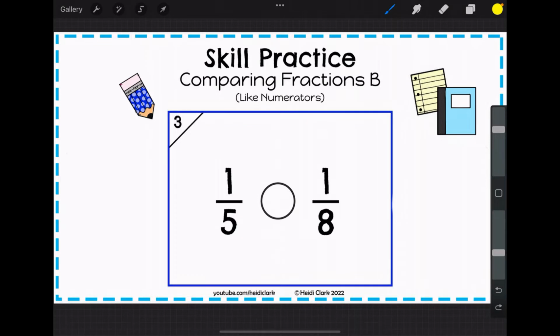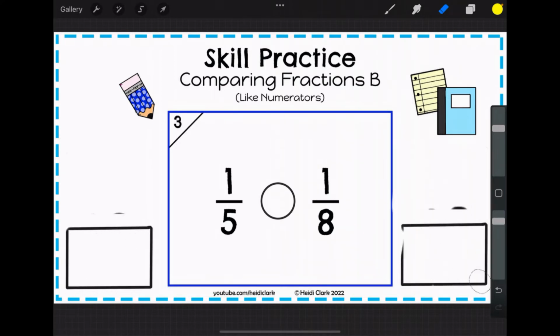Let's compare the fractions 1/5 and 1/8. Now, it's important to remember when you're comparing fractions, you're always talking about one whole that's been split up. For example, one whole chocolate bar. And here's our chocolate bar. It's the same size on the left and the right.